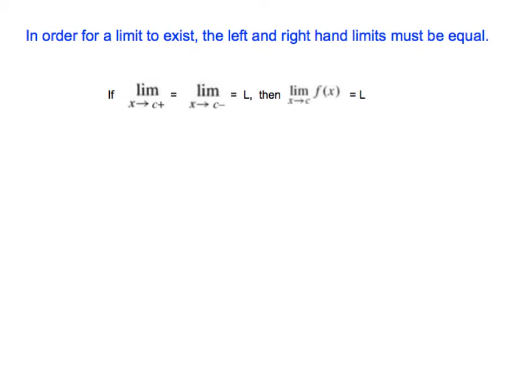So in order for a limit to exist, the left and right hand limits have to be equal. So if the limit as x approaches c from the right equals the limit as x approaches c from the left, which is equal to some value L, then the overall limit as x approaches c of f of x is also equal to L.